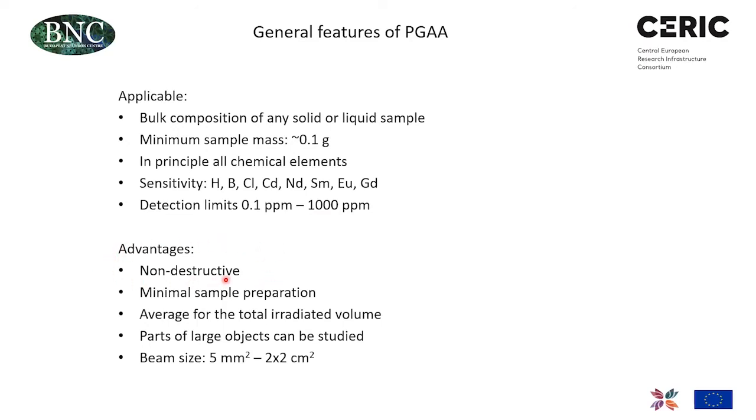PGAA is completely non-destructive. That means the sample can be returned to the user without any harm or without any destructive sampling or dissolution or fusion. So it's very well applicable to objects where the object is either not possible to dissolve completely, like geological materials, or it's too valuable for dissolution, like material science samples or heritage science objects. And with this technique, we can determine the composition and return the object intact to the owner.